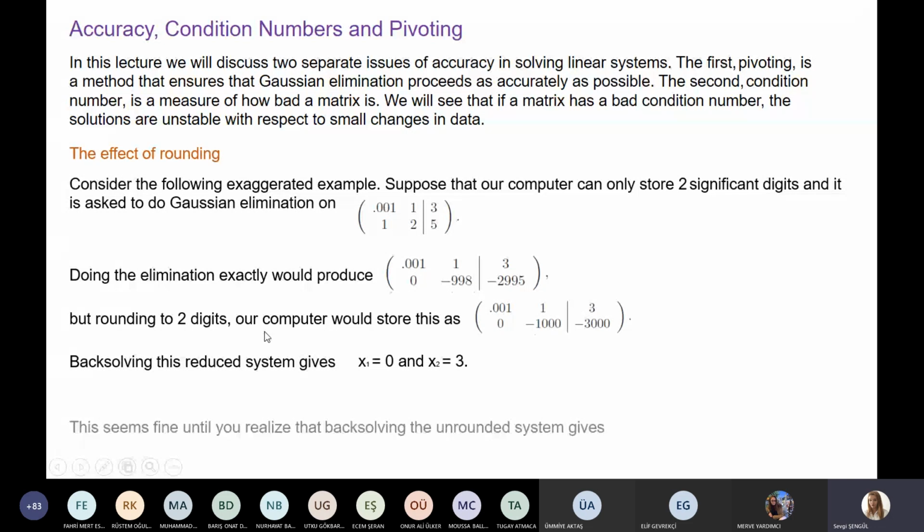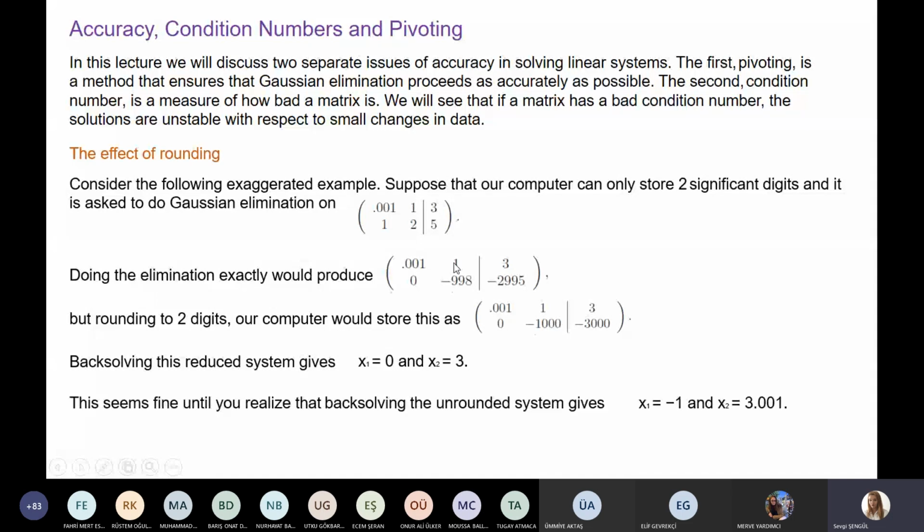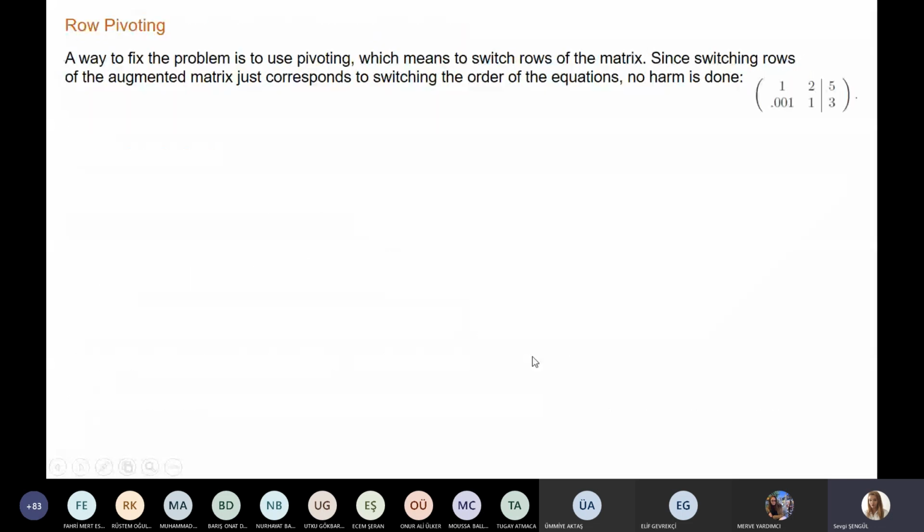But if it doesn't round to 2 digits, for the unrounded system, check that out. What will be the x and y? x2 will be 3.001, and if x2 is 3.001, x1 will be 1. As you can see, for the rounded one it is 0 and 3, and for the non-rounded one x1 is negative 1. So totally different results. This kind of error you can get if you are rounding your numbers, and if you specifically work with small numbers, like lots of decimals, okay?